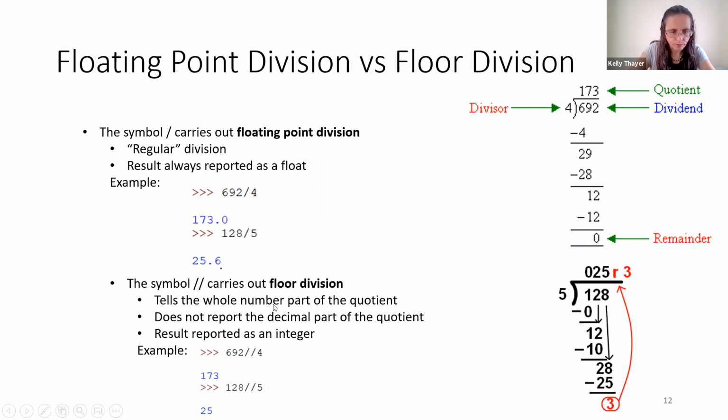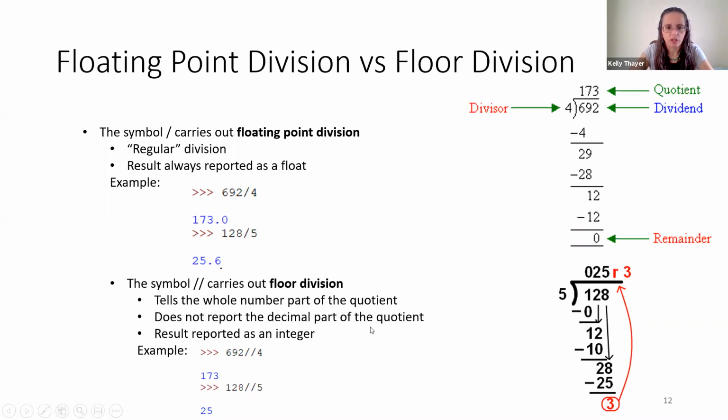And so the double slash is going to do the floor division, which we're now going to contrast with the floating point division. So basically what the floor division is going to do is it's going to return the whole number part of the quotient, and only the whole number part. None of the remainder and none of the decimal part if it exists. So this will tell the whole number part of the quotient.